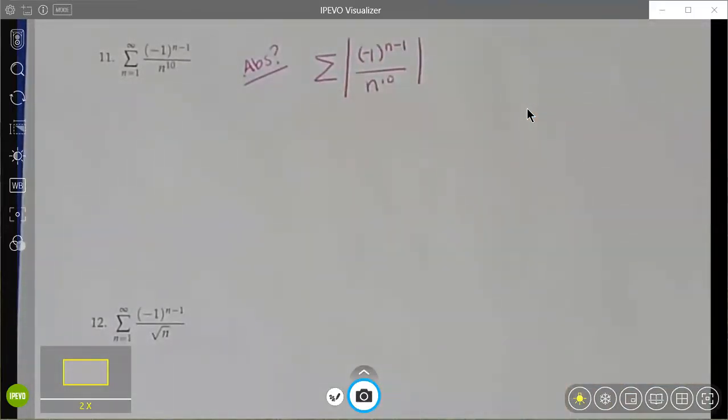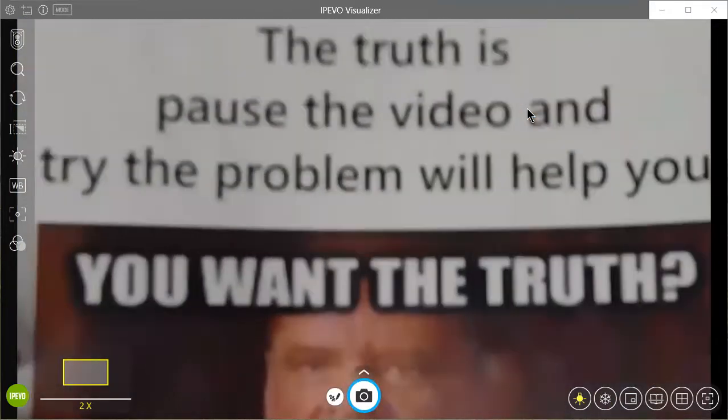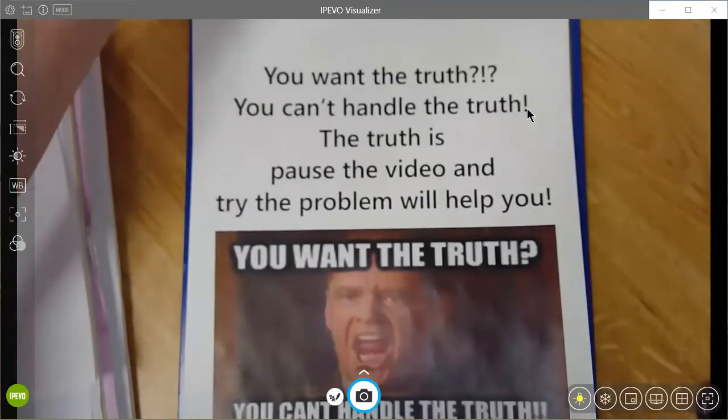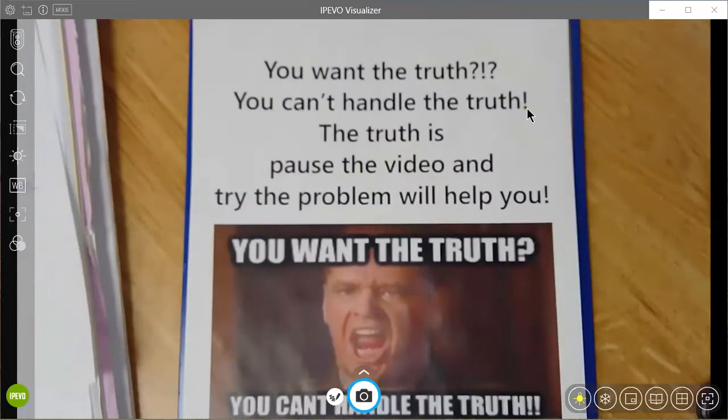All right, so I got you started. I would like you to pause the video and give this one a try on your own. See if you can determine if it's absolutely convergent, conditionally convergent, or divergent.